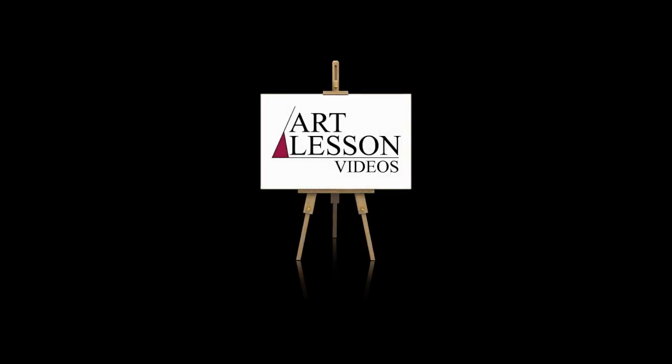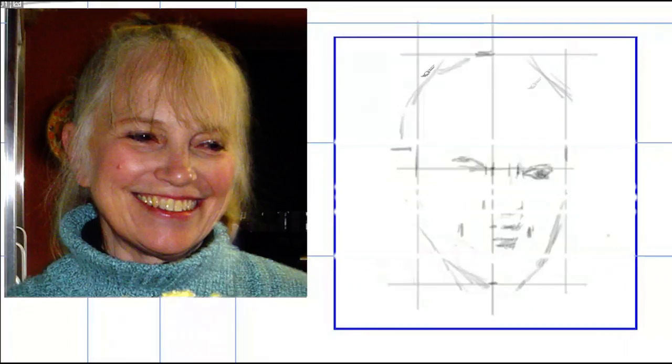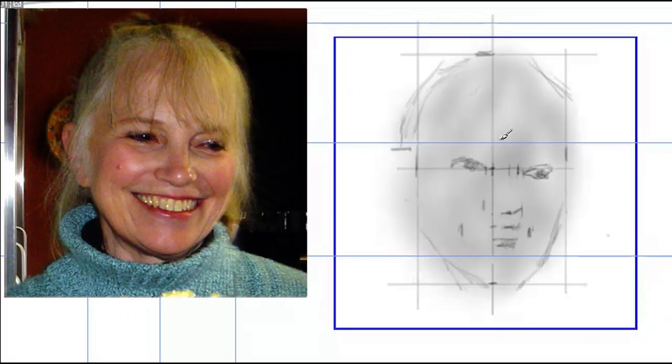This is the second part of measuring. This will be the drawing part. Remember, just to review, you're measuring the relationships between the size, the location, the angle, and the values on certain points of your painting or drawing. As you saw in the first video where we were finding all these critical points, once we get those points established, it's much easier to draw because I know where everything is located.